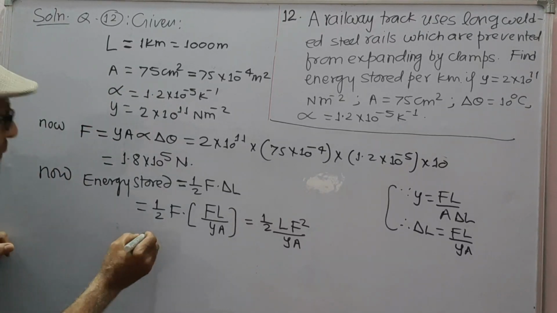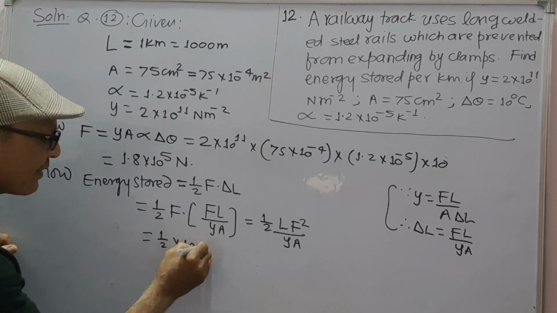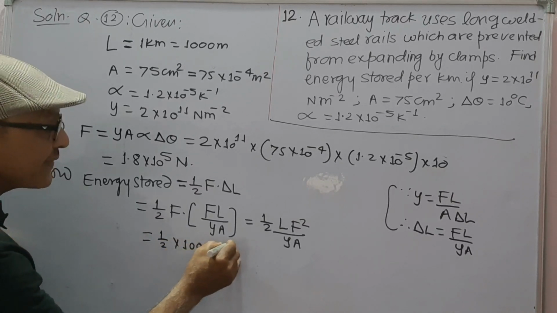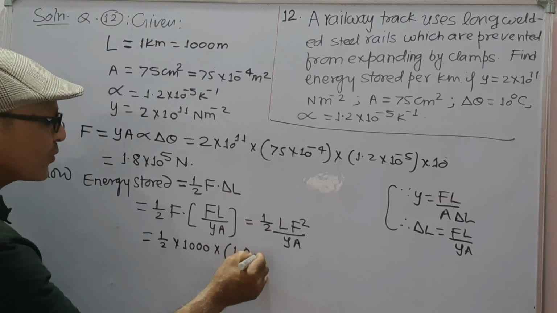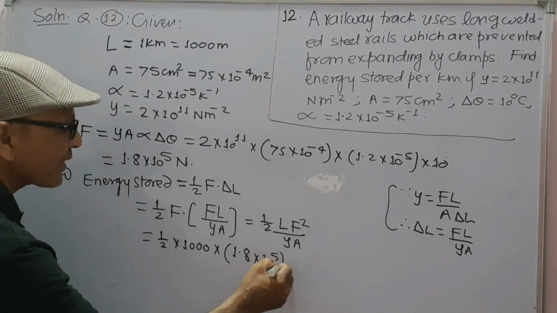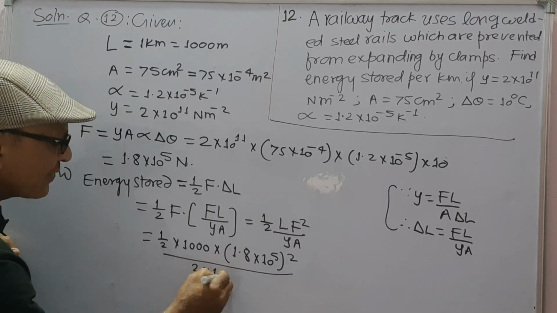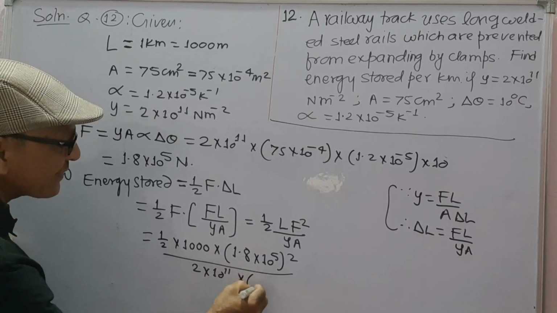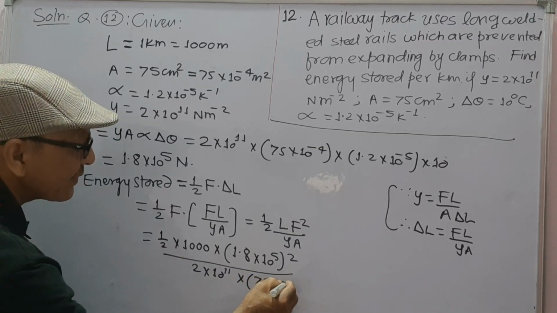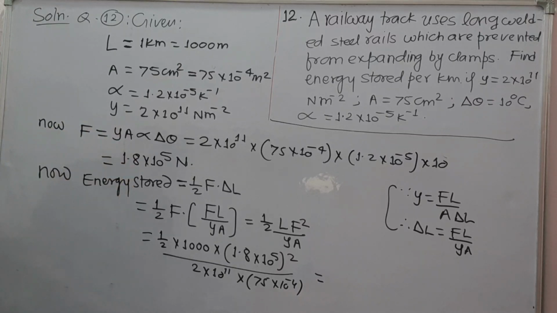Values are known. 1 by 2, L is 1000, F is 1.8 into 10 to power 5, whole square, Y is 2 into 10 to power 11, and A is 75 into 10 to minus 4. Energy stored per kilometer is 10,800.